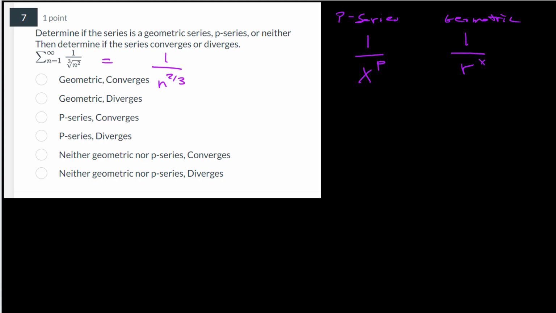This is a p-series. P-series are going to converge when p is greater than 1. Geometric series are going to converge when the ratio is between -1 and 1. So that's how you can tell. And of course, if it's neither of those, then you're going to select neither. And I'm going to give you easy ones to figure out if it's going to converge or diverge if it's neither. So this is a p-series. And since p here is 2/3, that's less than 1, this is a p-series that is going to diverge. So number 7, p-series diverges.